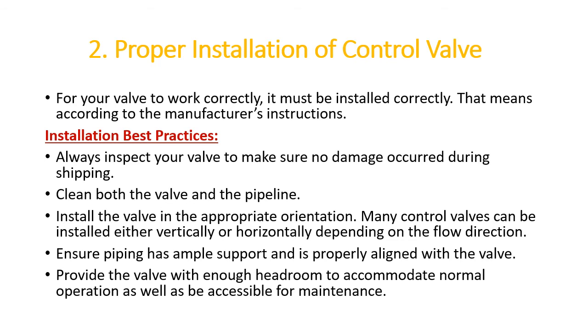It also has to be oriented in the proper direction. There is an arrow mark on the control valve. You should look at the arrow mark and ask your process engineer the direction of the flow, and accordingly install the control valve. Another thing is, ensure the pipe has ample support and aligns the valve properly. Another thing is, provide the valve with enough headroom to accommodate normal operation as well as access for maintenance.